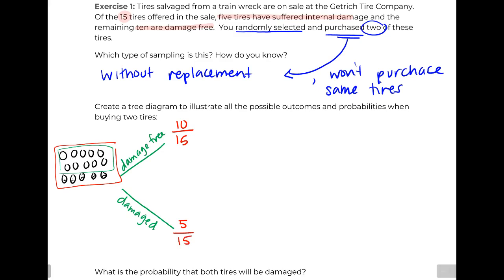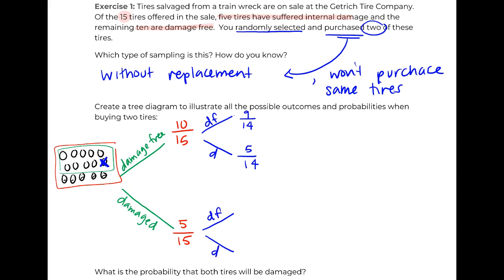Here's where things change. After we bought our first tire, we again have 2 options, damage-free or damaged. Except now, we know we just bought a damage-free tire because that's the timeline we're in. So this is our new sample space. Instead of all 15 tires, there are only 14 tires left for me to choose from. Of those 14 tires, 9 are damage-free, but I still have 5 damaged ones that I could end up with. Same thing on the other side. If you take a moment, pause the video, and try to figure out those 2 probabilities on your own.